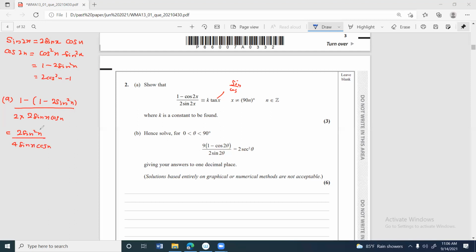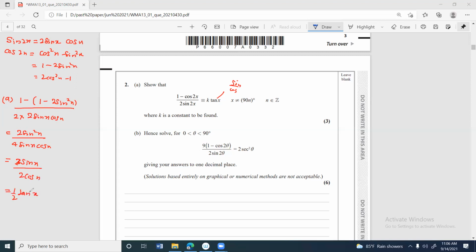Then you can cancel one sin with one sin, because you know that sin x is not equal to 0. With that, you can cancel the sin. Other than that, if sin x turns out to be 0 at any extent, you cannot do this, and it's not equal to 0. Right. So with this you can write 2 sin x divided by 4 cos x, which turns out to be 1 over 2 tan x.